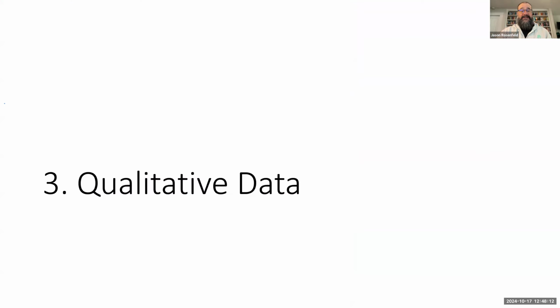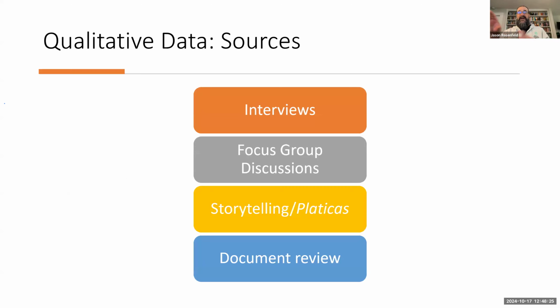Let's talk about qualitative data very briefly, because I could spend an entire semester teaching folks on qualitative data. But what we're going to do is level set on the different types of sources, and then I want to show you how qualitative data are generated and then analyzed.